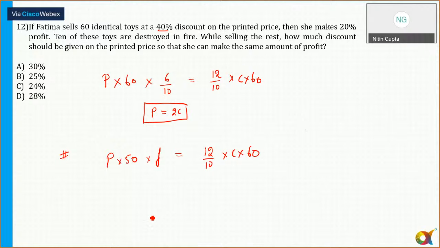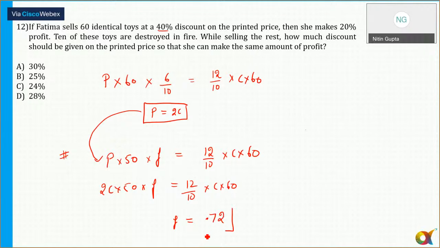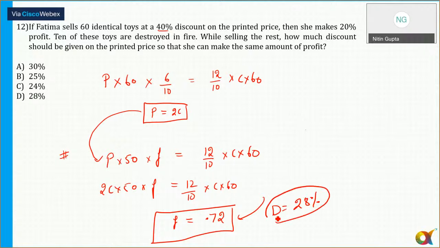So the amount is the same, so I can say 12 by 10 into C into 60. In any case, I can find out the multiplying factor here. Now remember, you can substitute the value of P here. So that is 2C, 50 into F is equal to 12 by 10 into C into 60. And what is the multiplying factor F? If I calculate this, it comes out to be 0.72. So the discount is 28%, and the answer is option D, which is 28%.